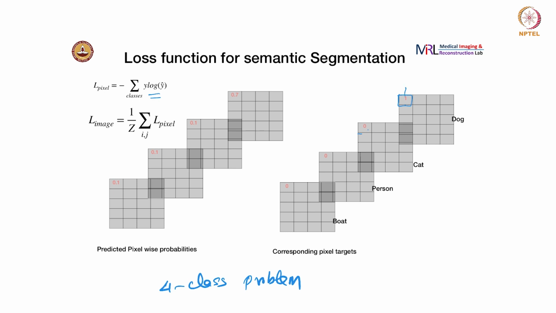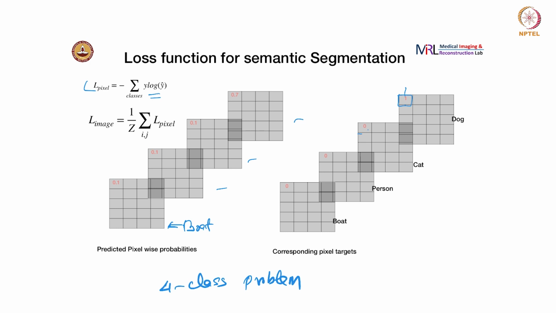Your output, like I said, will have as many feature maps as there are classes. In this case, there are 4 classes, so there are 4 feature maps, and the pixel values in each feature map are the probability of the corresponding class. So for the boat class, each pixel value tells you the probability of that pixel belonging to boat. Similarly for person, cat and dog. You would use these to calculate your pixel-wise loss functions.